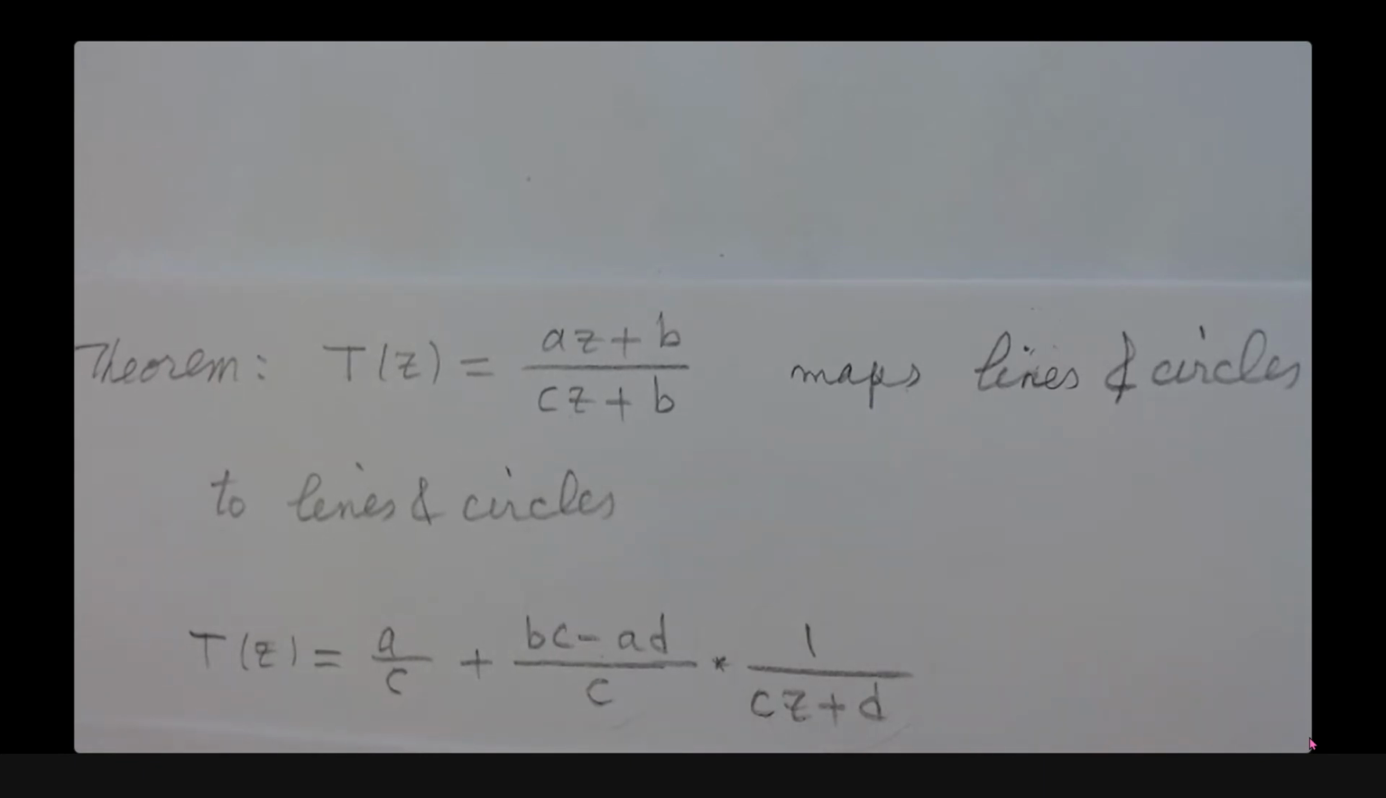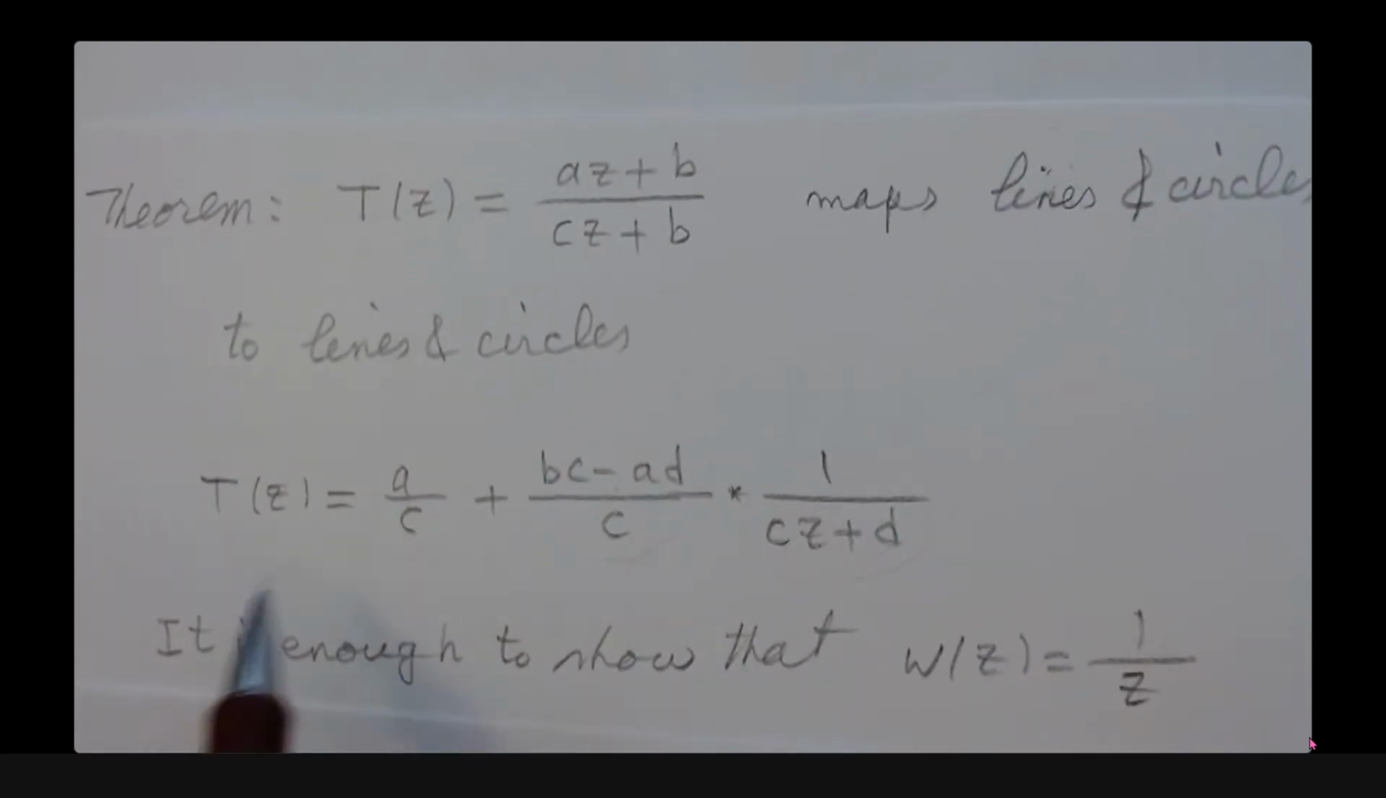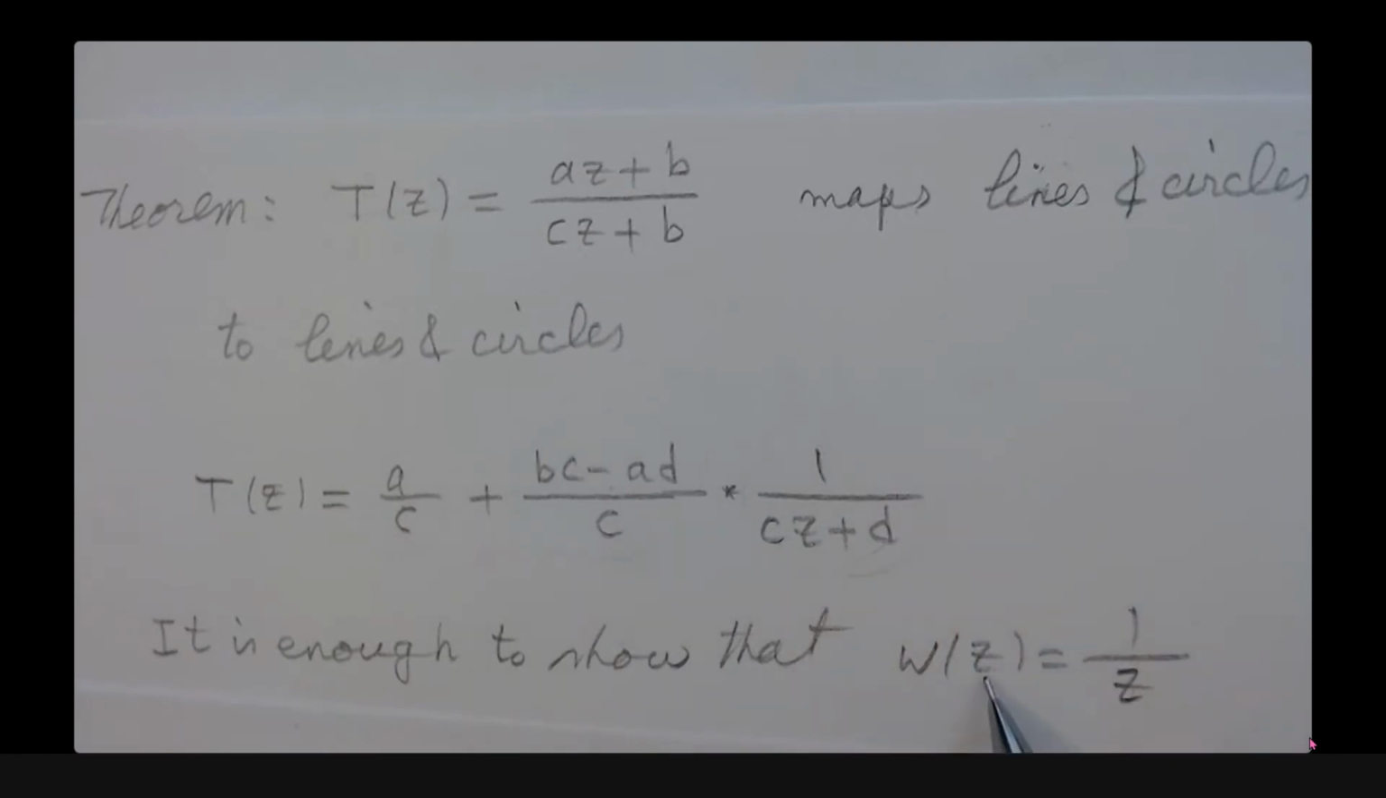All we need to do is to take care of this factor right here. And this is just, in a way, a reciprocal. So it is enough to prove this theorem for the function w equal 1 over z. All right, so by this little observation, it is enough to prove that theorem for w equal 1 over z, the reciprocal function.